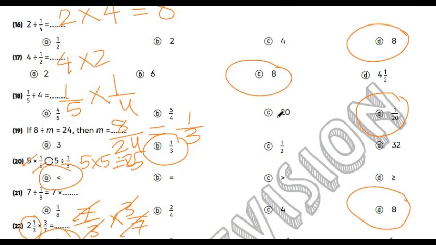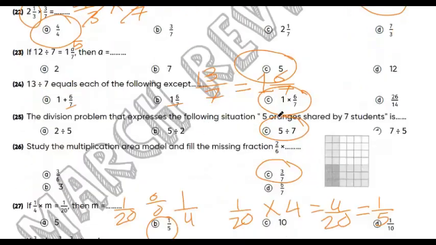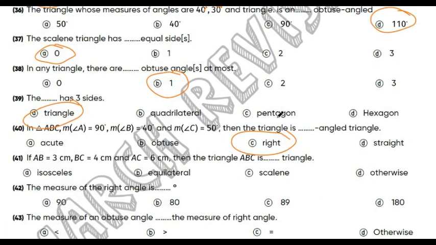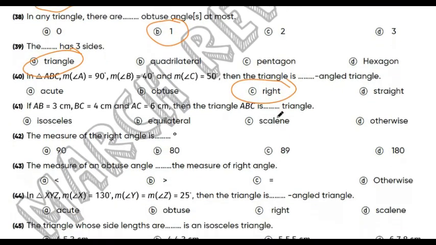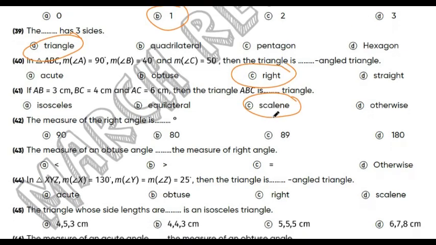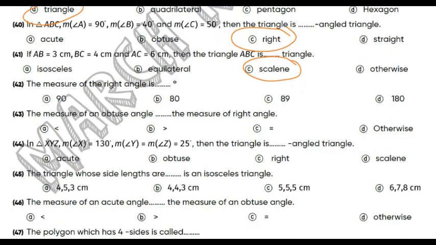AB equals 3 and BC equals 4 and AC equals 6. Then the triangle ABC is, it is clear that all the sides here are different in length, so it is scalene. The measure of the right angle is, yes, it is always 90. Right angle, it is 90.